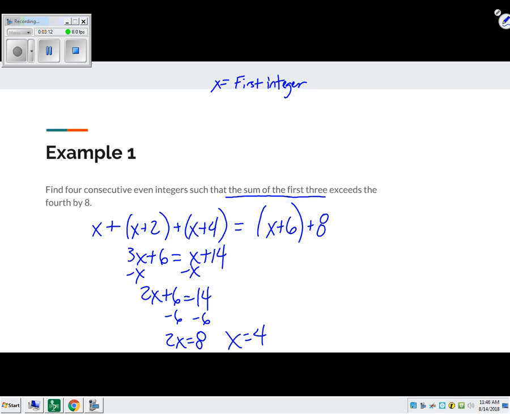And remember what x was. X was just my first integer. The problem asked me to find 4 integers. So if I just simply add 2 to each one, I get 4, 6, 8, and 10 for my answer. You can definitely check this and plug it back in.